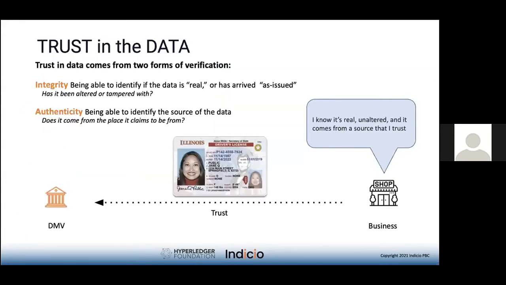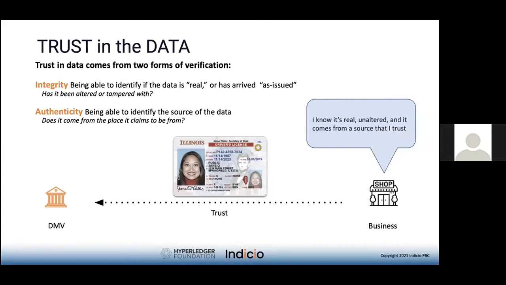What we're after here is trust in the data, trust that we don't have. And trust comes in two forms. It comes in the form of integrity, which is being able to identify if the data is real, or in other words, has it arrived to you as it was created and issued by that issuer? And another way of saying it, has it been altered or tampered with? Again, the analog documents have some really nice ways of identifying whether someone has put whiteout over the page to change their birth date. So we want to be able to verify data integrity.